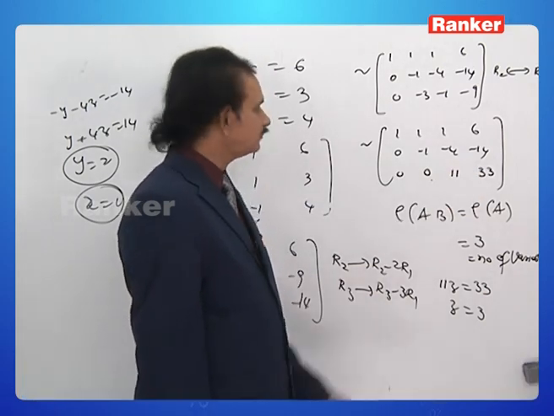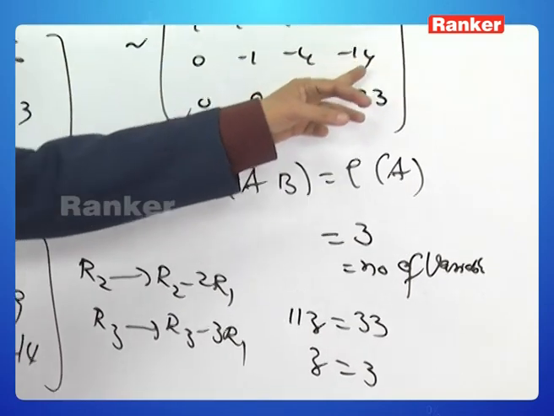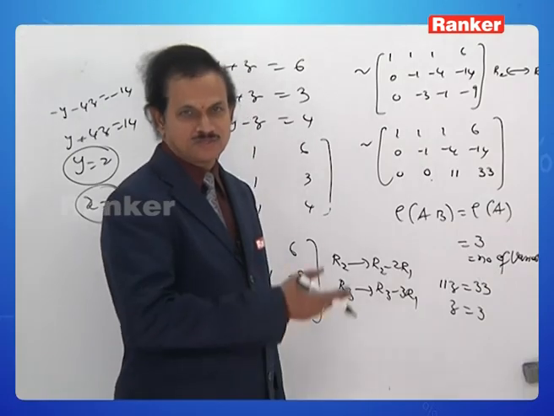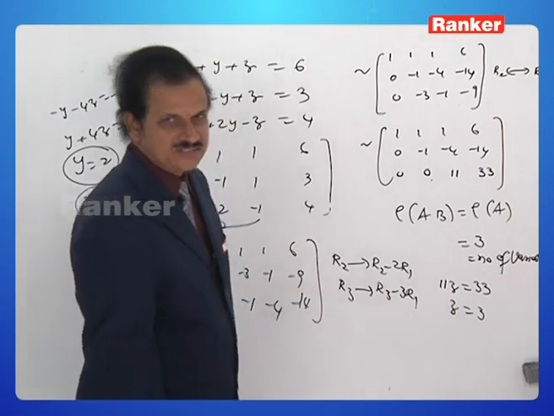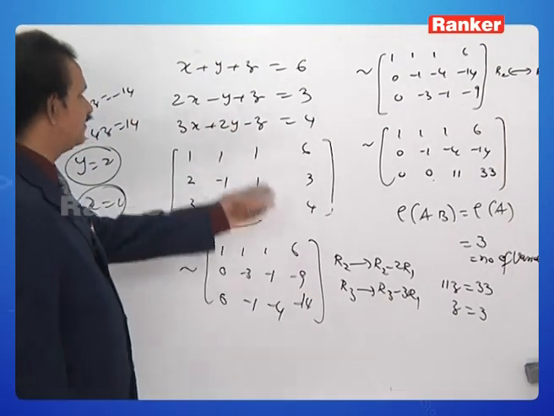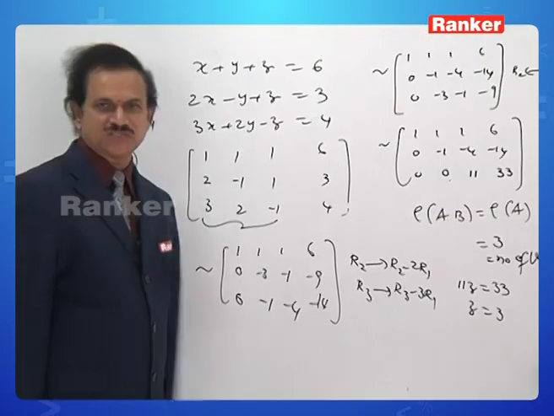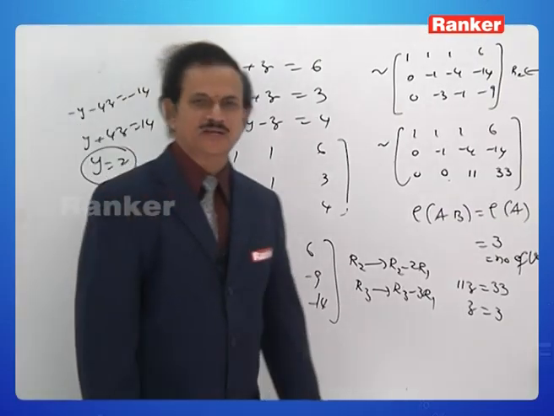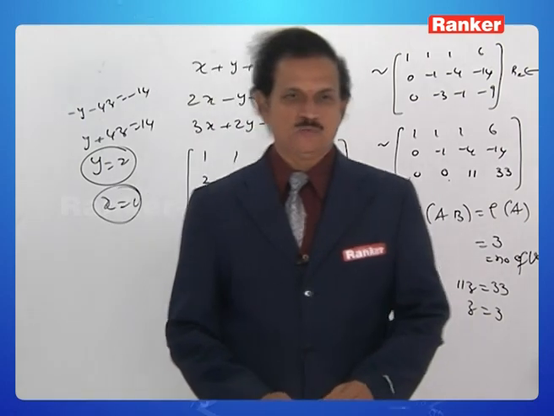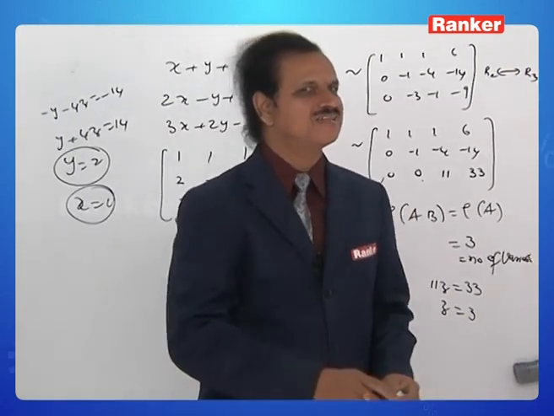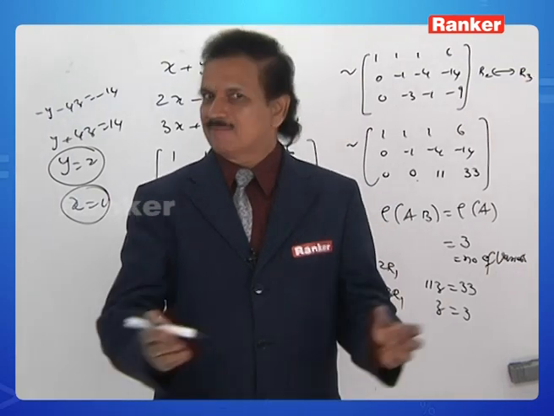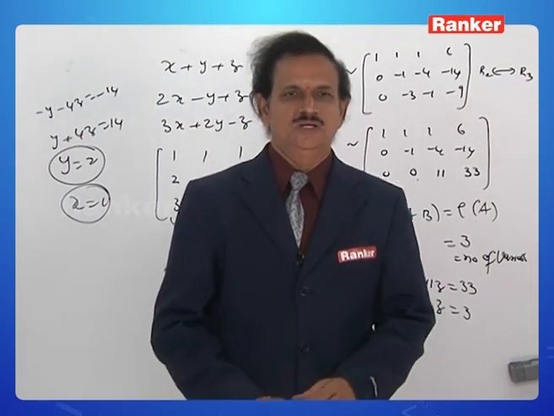Z is 3. Minus 5 minus 4z is equal to minus 14. Substitute the value of z. We have got y and z. You take both of them and substitute in the first equation. X is obtained. That is the beautiful way of producing the solution and taking the decision about the number of solutions and about the consistency also.